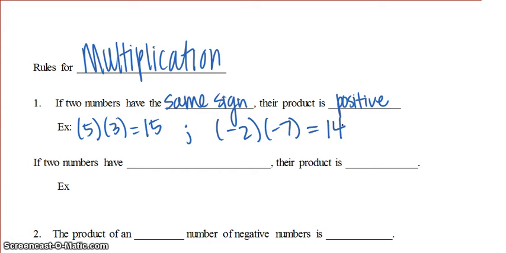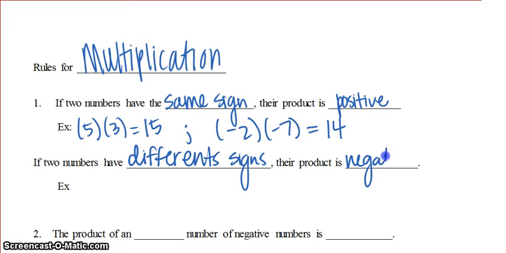Now, if the two numbers have different signs, their product is negative, because one of them is going to be negative and one of them is going to be positive. So therefore, we had -3 times 4. Well, we know that there's only one negative, so it has to be negative, and then 3 times 4 is 12.